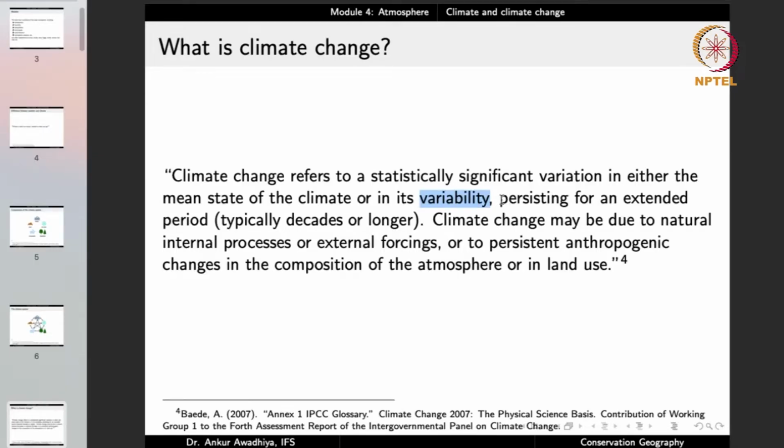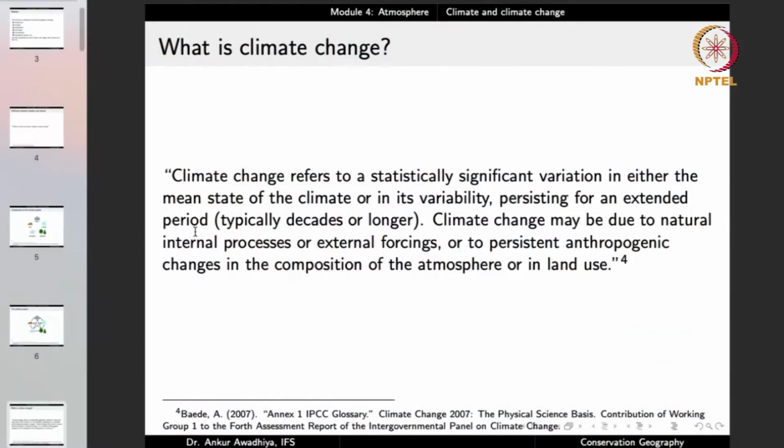And these changes should persist for an extended period of time. So if, for instance, in 1 year you get a drought, you won't say that, okay, this is a climate change. No. If you get a drought over an extended period of time, so year after year you are getting a drought, or year after year you are getting a flood, or year after year you are getting a large amount of variation in temperature or rainfall, then you will say that, okay, this is a climate change, because climate is a long-term average. So climate change will also have to be looked at on a long-term scale.